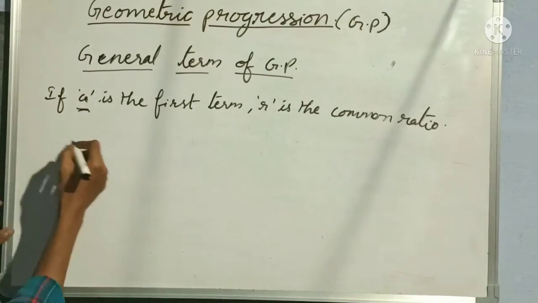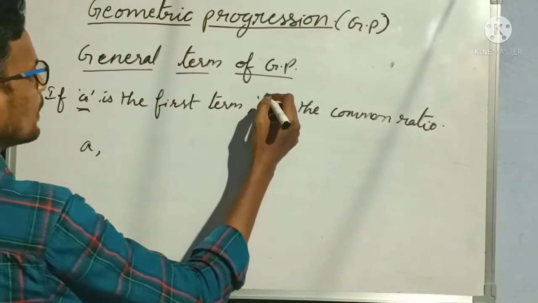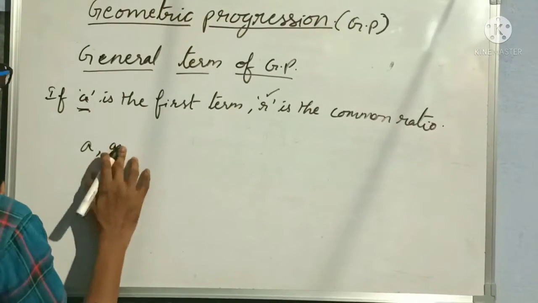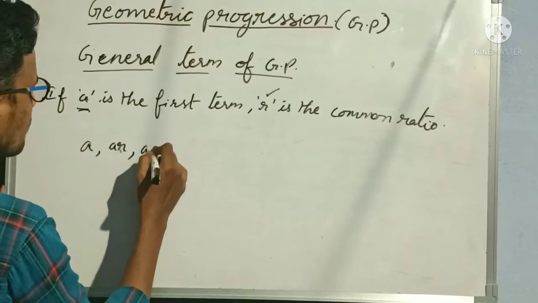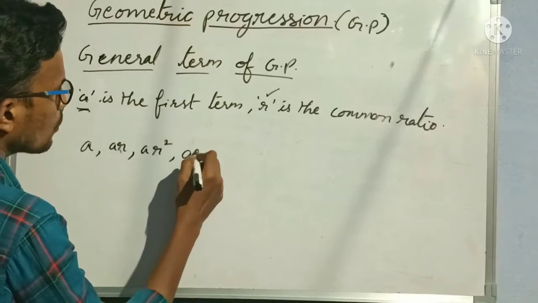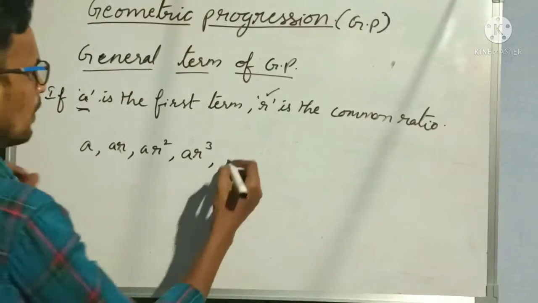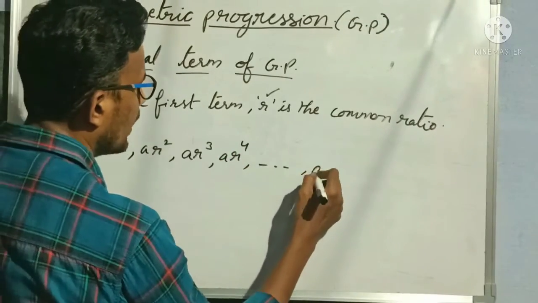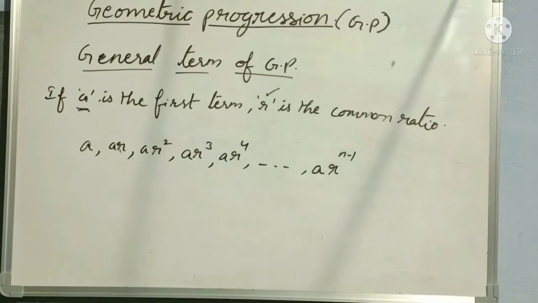I said a fixed constant should be multiplied. So a into r becomes ar. So my next term is ar. Then ar multiplied by r becomes ar square. Ar square multiplied by r gives ar cube. And ar cube multiplied by r gives ar power 4, and so on. If I take my nth term, then that will be a into r power n minus 1.